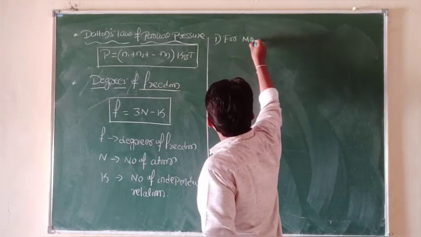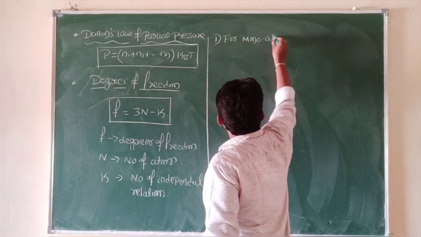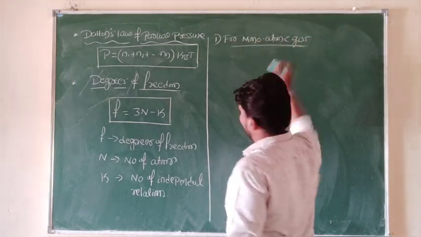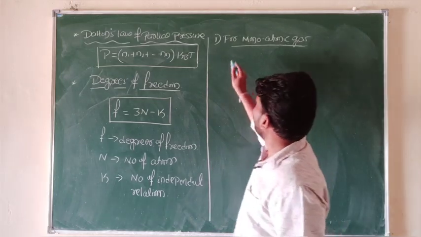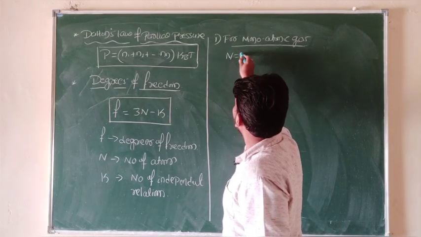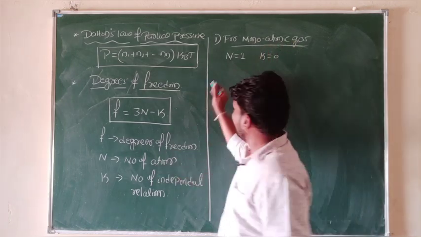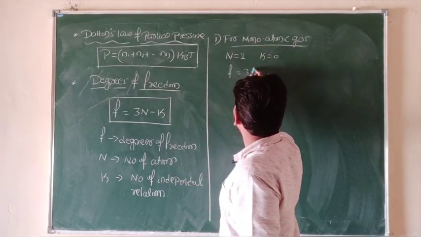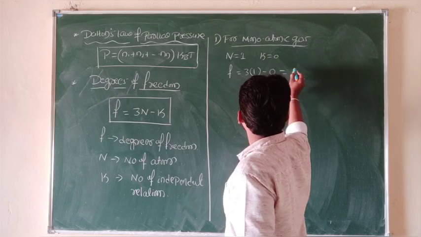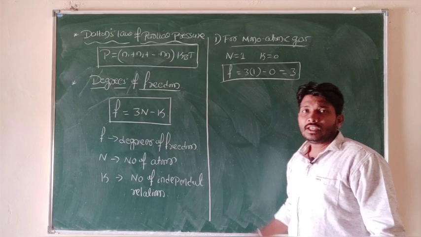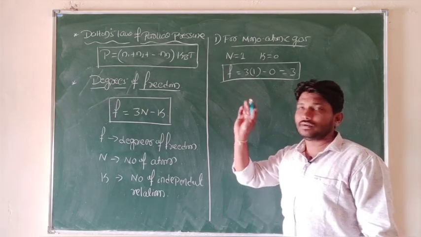For monoatomic gas, the n value is 1. Mono means single, so n value is 1, k value is 0. Then F is equal to 3 into 1 minus 0. So for monoatomic gas, the degrees of freedom are 3.